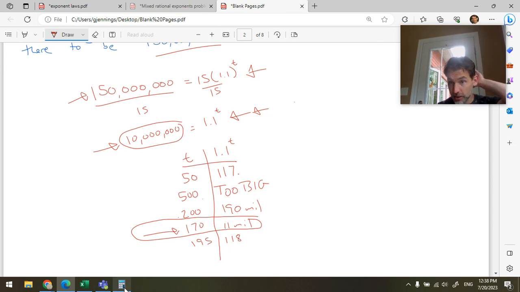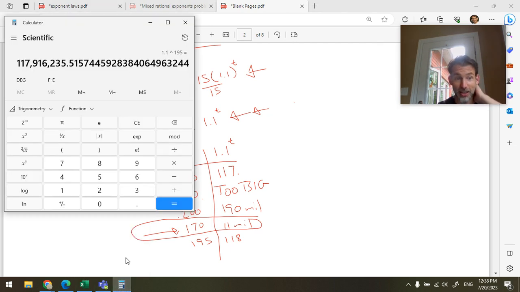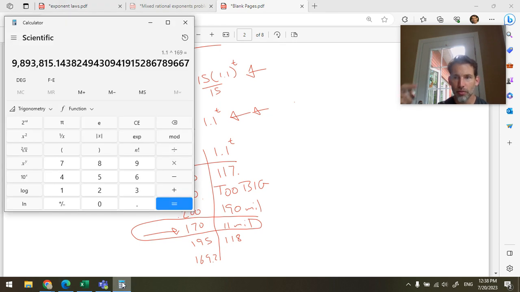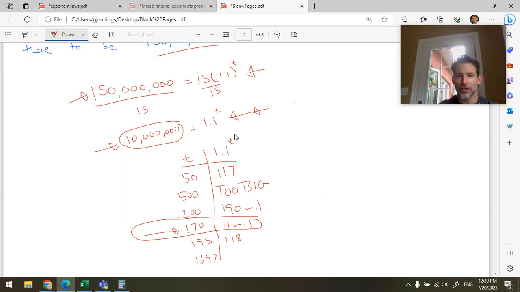So let's try 169. I think I remember it was, in fact, exactly 169. 1.1 raised to the 169 equals, yes. Very, very, very close. And then we could even refine our guess. Let's try 169.2 days. Like a fifth of a day into the next day. 1.1 raised to the 169.2 equals, very, very good. We're only out by 85,000 times the number of initial followers. So that's how you would answer this one.